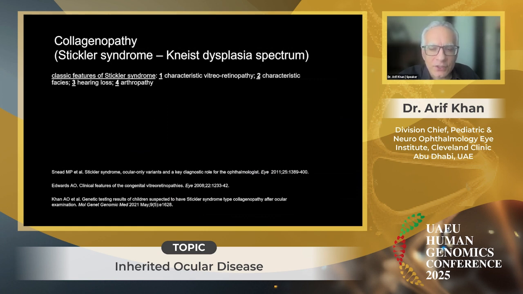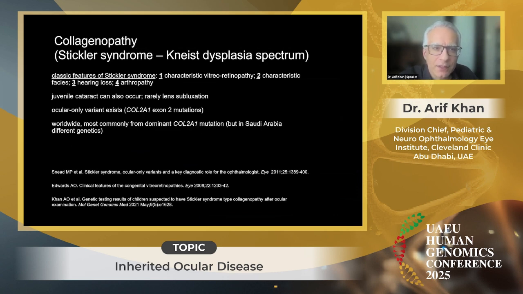We all know about Stickler syndrome, and they're known characteristically for their facial features, their hearing loss, arthropathy, and predisposition to retinal detachment. But it's important to know that juvenile cataract can also occur, and these patients can present as juvenile cataract. The vitreoretinopathy can lead to juvenile cataract even in the absence of myopia or retinal detachment. Worldwide, most cases are from collagen 2A1 mutations, but the genetics are a little bit different in the Gulf.